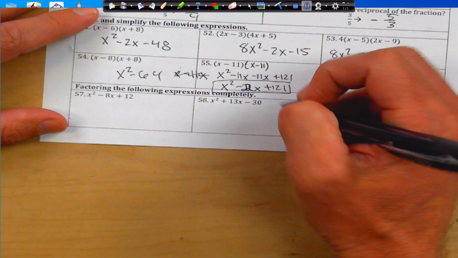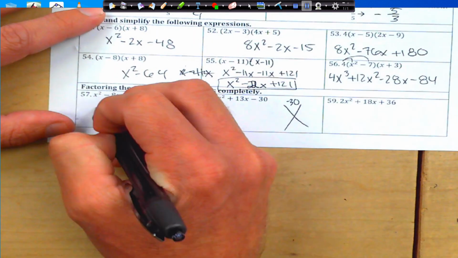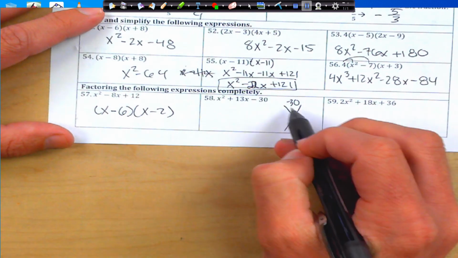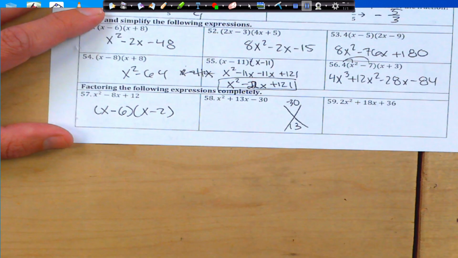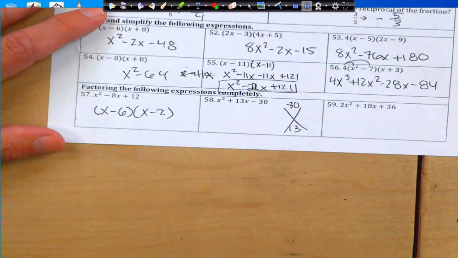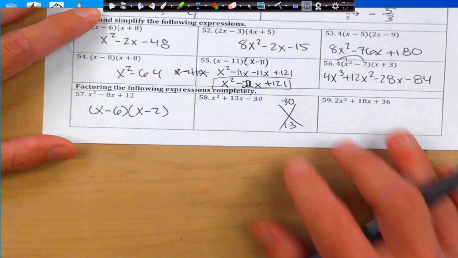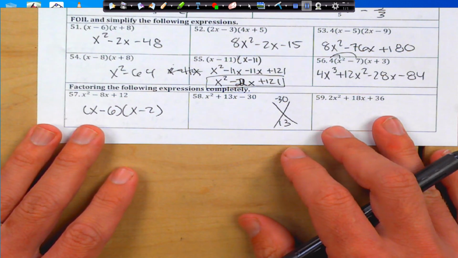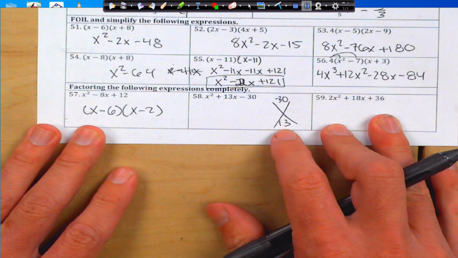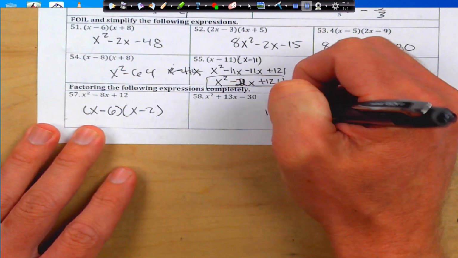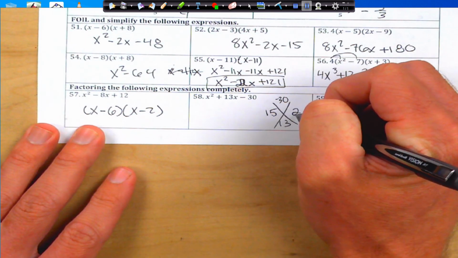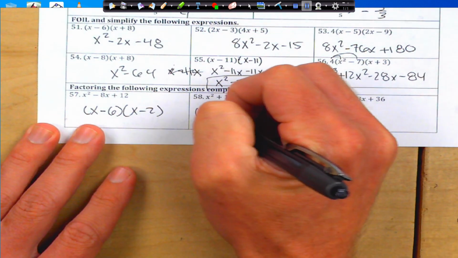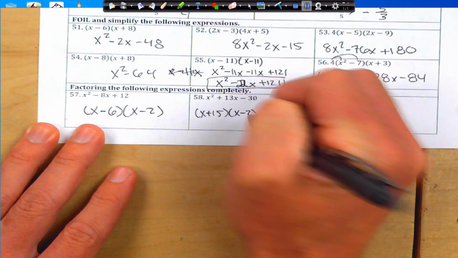So let's try this one. So we got negative 30, by the way. This one was x minus 6 and x minus 2. So we get negative 30 and 13. So what numbers multiply to negative 30 but add to 13? So I like to just go through all the different combinations that make 30. So 1 times 30, well, 1 times 30 would never make 13. 2 times 15, that could make 17 or 13, if they subtracted. So one of them has to be a different sign. Since 13 is positive, I want the larger one to be positive and the smaller one to be negative. And so we get x plus 15 and x minus 2.